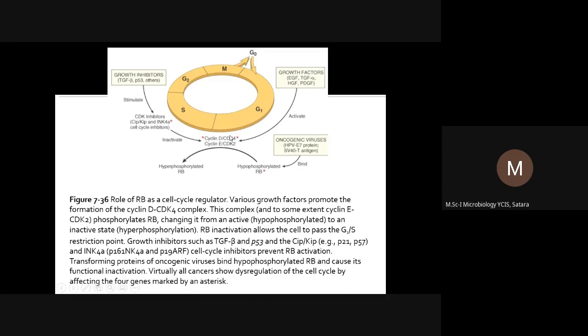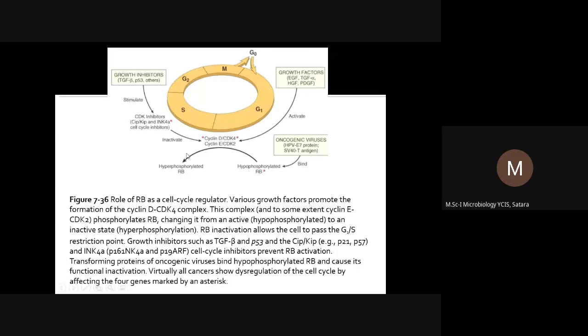Then for progression through this G1 to S phase, there is the requirement of the cyclin dependent kinase, cyclin D and cyclin E. असे दोन cyclin proteins जे आहेत त्याच्यामध्ये involved आहेत. And along with this cyclin, it requires a CDK, that is CDK2 and CDK4. What is CDK?